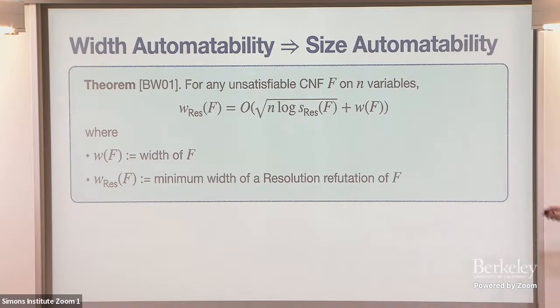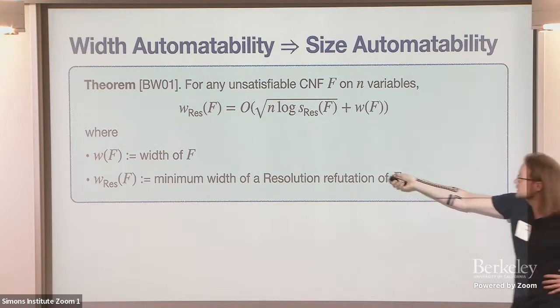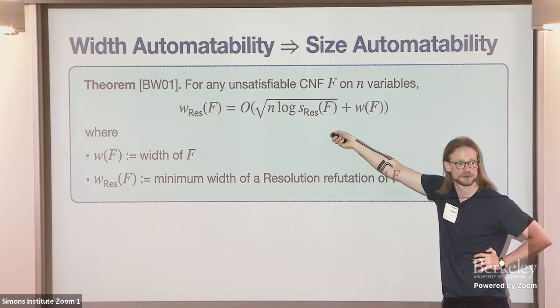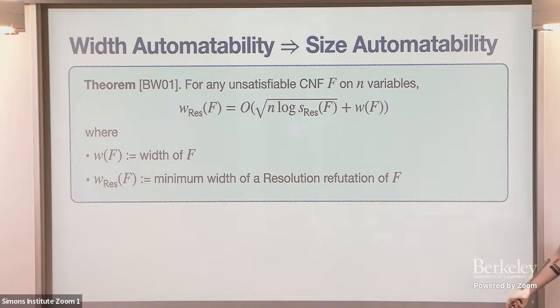And it says the following. If you give me any unsatisfiable CNF formula on n variables, well, then the width it's going to take to refute that formula is bounded by roughly square root n times the log of the size of refuting that formula. Okay.